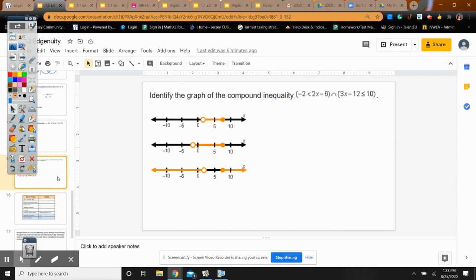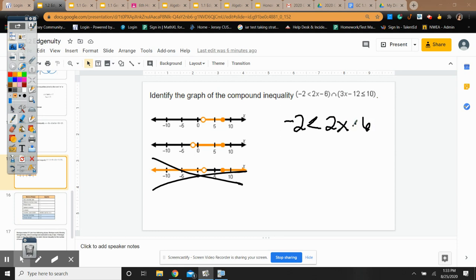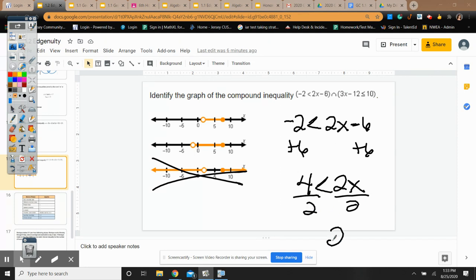All right. Which one of these graphs is right for this one? Well, it's an "and," so this is the "or" one, so this is out. So hopefully you got rid of that right away. So now you just have to figure out what the x values are. So let's just look. Negative 2 is less than 2x minus 6. Okay, let's add 6. 4 is less than 2x. Divide both sides by 2. And I get 2 is less than x.